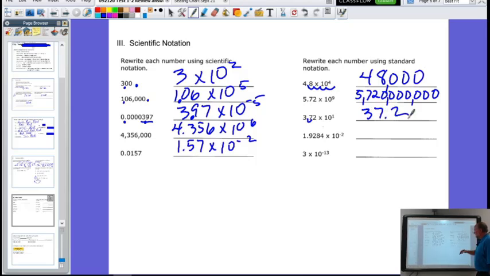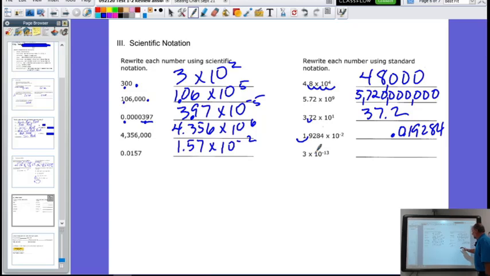Now, the last two are with negative exponents, so I have to move the decimal the other direction. So this one, I got to move it 2 places. So I write 1, 9, 2, 8, 4. Actually, I move it 2 places, sorry. So I got to add a 0 and then move the decimal right there because I moved it 2 places.